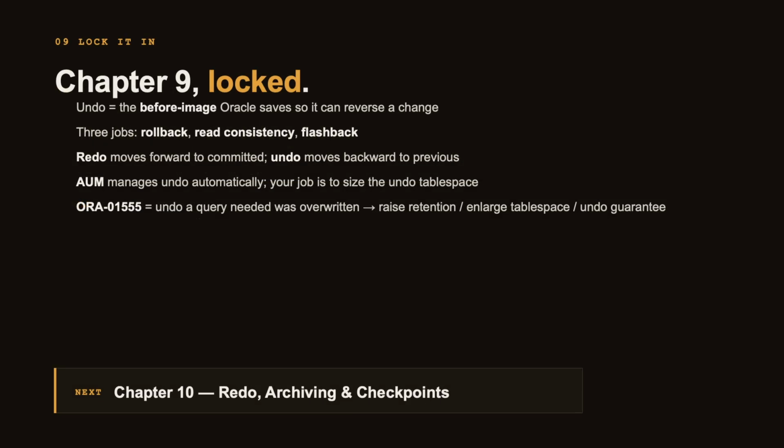Let's lock it in. Undo is the before image Oracle saves so it can reverse a change. It does three jobs: rollback, read consistency, and flashback. Name all three. Undo versus redo. Redo moves you forward to a committed state. Undo moves you backward to a previous one. Automatic undo management handles the plumbing, and your job is simply to size the undo tablespace.